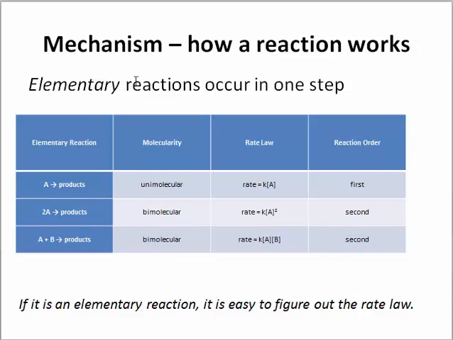First, let's consider the case of elementary reactions, or reactions that occur in one step. Elementary reactions basically fall into three types. One reactant A decomposes to go to products. In this case, the rate law will always be k[A], or it depends on the concentration of A linearly. It's a first order reaction.